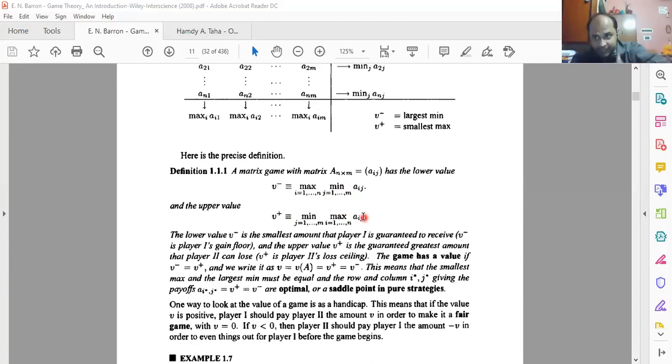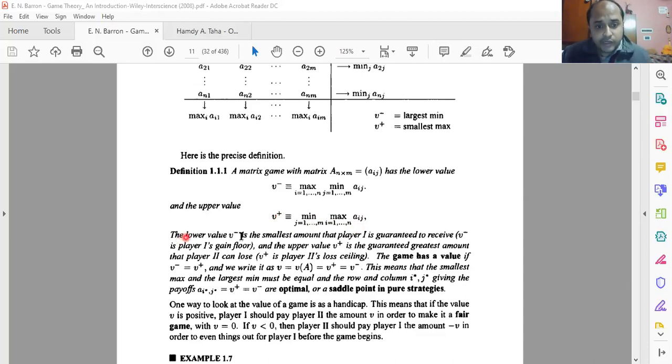So you are seeing it row wise first. Therefore they have written i from 1 to n. You are seeing it from top to bottom, and then you are selecting all the column maximums from left to right. And then you are selecting the min of that. So here min comes later. Max comes first and min comes later. And therefore they have called it the upper value, and this is denoted by nu plus.